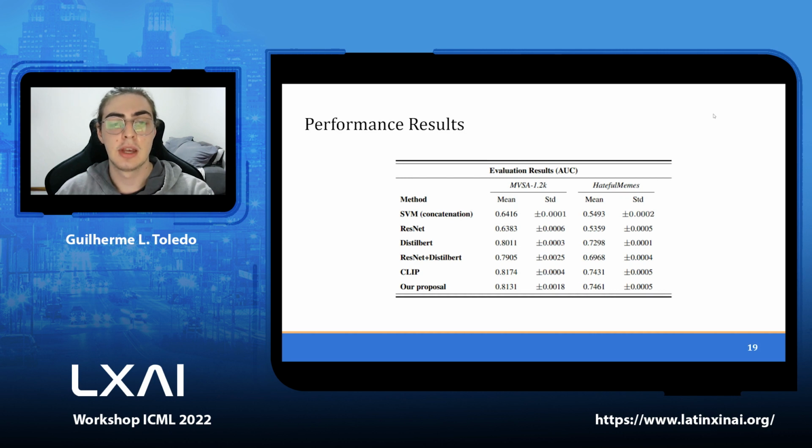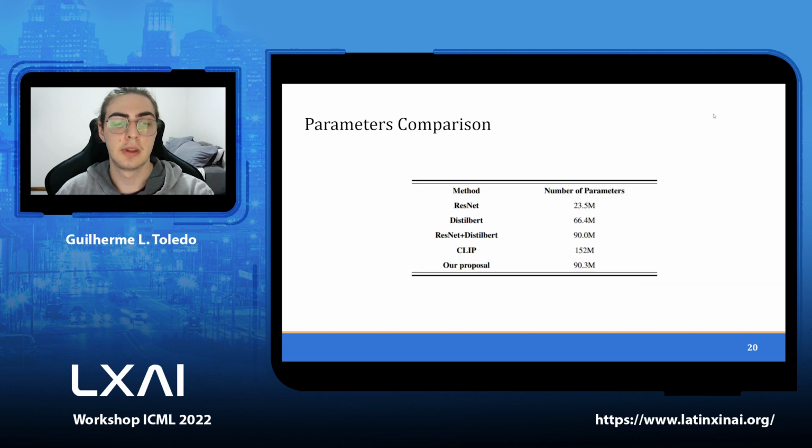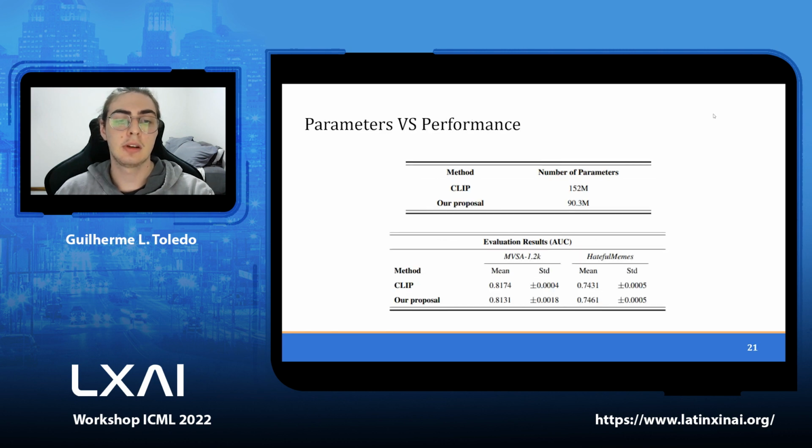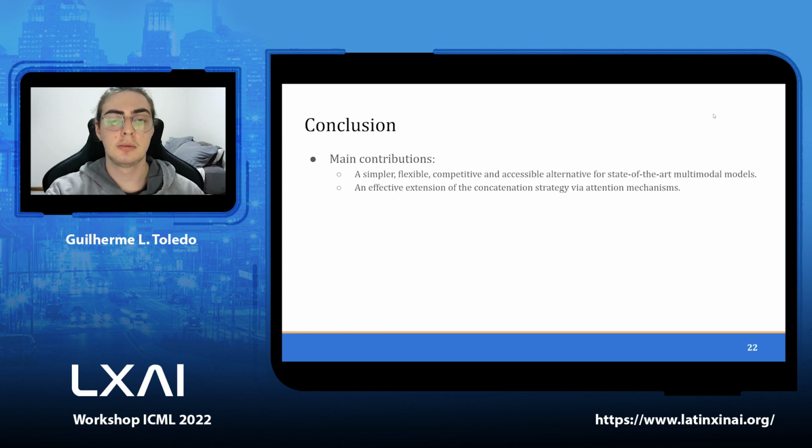Analyzing the performance results, it is notable that CLIP has the best scores among the evaluated methods. On the other hand, our approach achieved competitive results with a much simpler strategy. Additionally, we could use any pre-trained unimodal model as encoders. As for the parameters comparison, it is clear that the pre-training cost of our strategy is way lower than CLIP, which makes our approach more accessible and efficient. We can also put both tables in comparison and conclude that our efficiency gain is worth the slight reduction in performance. In conclusion to the work, we have shown a simpler, flexible, competitive, and accessible alternative for state-of-the-art multimodal models.